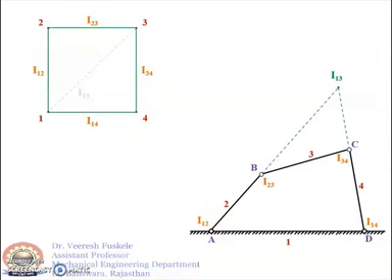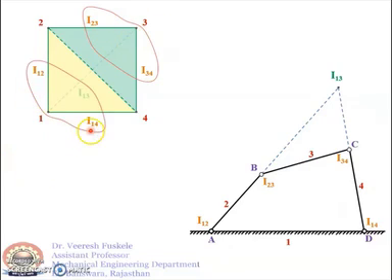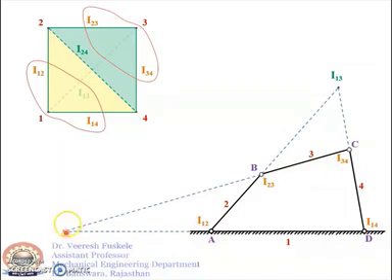Similarly, to obtain I24, we'll join the diagonal 2-4, and this will give us the triangles 2-3-4 and 1-4-3. Triangle 2-3-4 will have the instantaneous centers I23 and I34 as the sides, and triangle 1-2-4 will have I12 and I14 as the sides. So we'll join the line I12 and I14, and we'll join the line I23 and I34 as follows. This is I12 and I14 extended, and similarly this is I23 and I34 extended. They will intersect at the point I24. So this is how we obtain all the 6 instantaneous centers.